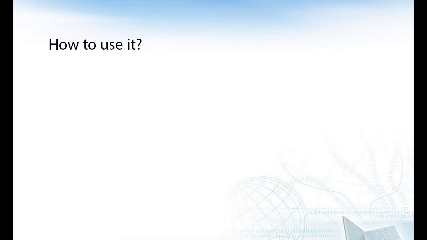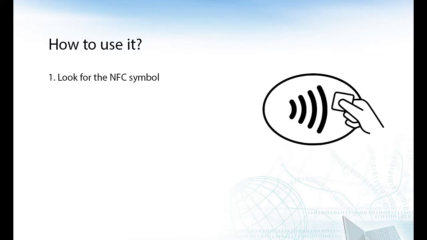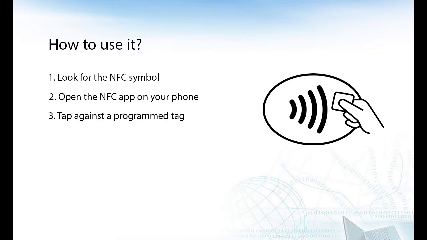First you want to see if your phone or card supports NFC. You can verify this by looking for the following NFC symbol. What to do next depends on what you want to do, but it basically all comes down to the following. You open an NFC app on your smartphone and tap your device against the programmed tag. Then, depending on what was programmed on the tag, your phone will perform a task. This could be opening a web page or even configuring your phone settings.